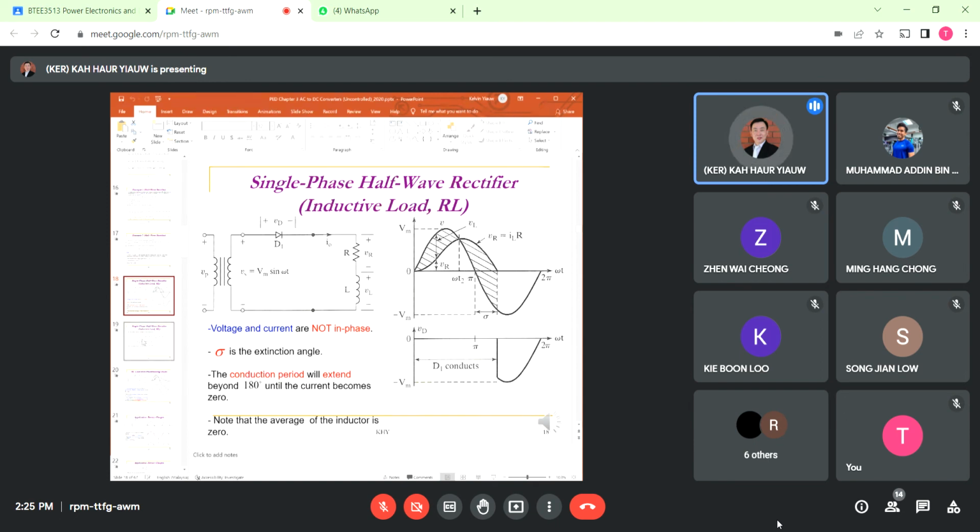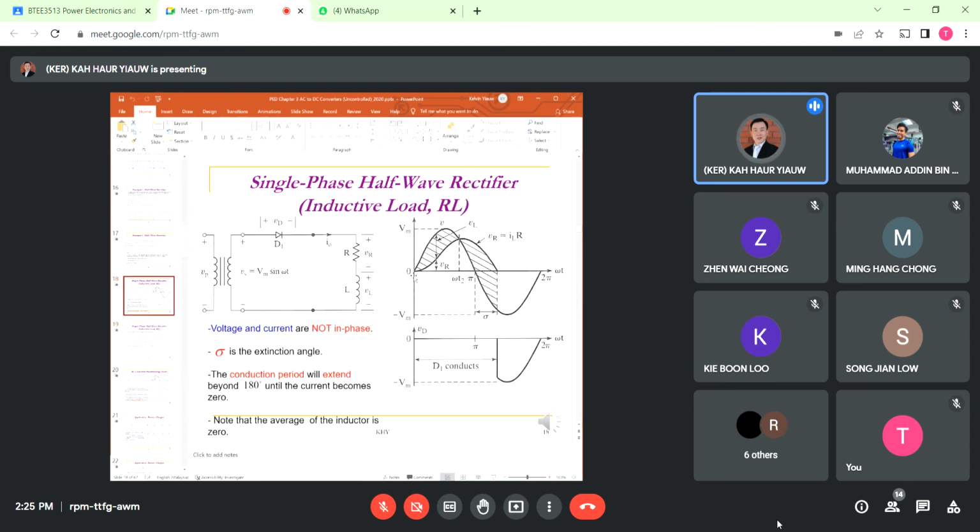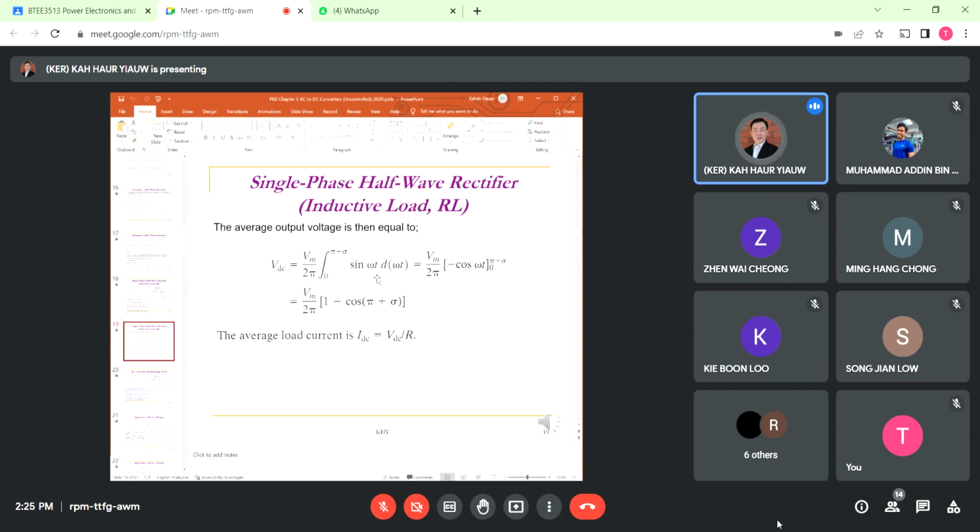If you are trying to work out the average output voltage, the VDC here, you have the integration from 0 to pi plus sigma, which is this range. After derivation, you find that VDC is equal to Vm over 2 pi times 1 minus cos of pi plus sigma. Then the average load current is equal to VDC over R.